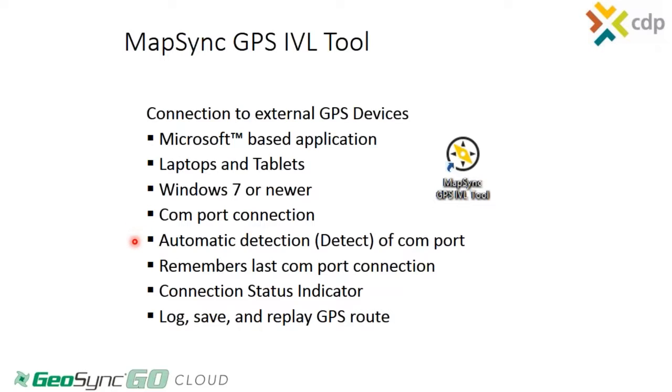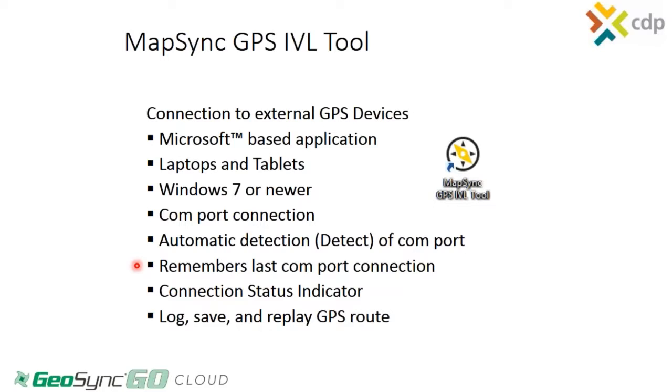The connection can be set, it can be automatic. There's basically a detect button, so we can detect it. It'll automatically detect the device and its COM port. Or if you know the COM ports, you can say, well, it's on COM 3 and I want to connect to it. We'll look at that a little more closely in a moment. It will also remember the last COM port connection.